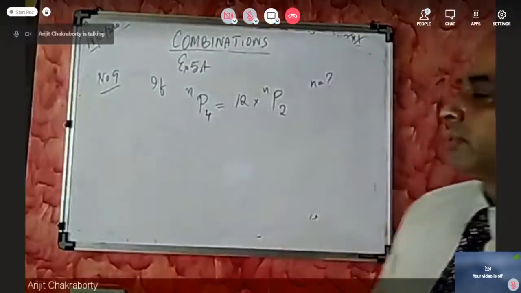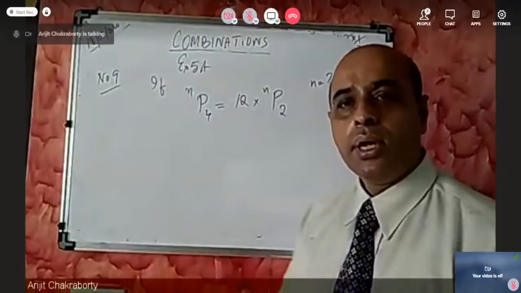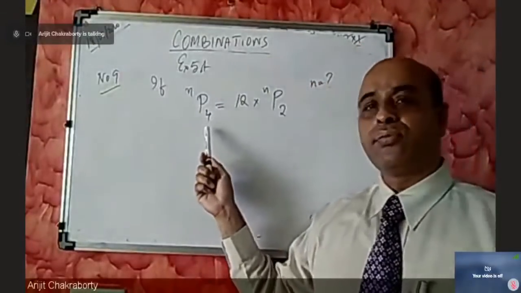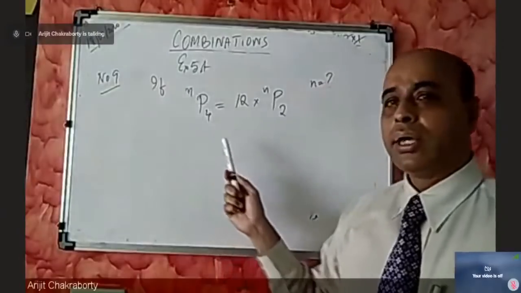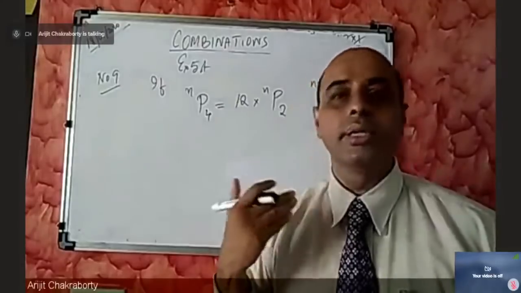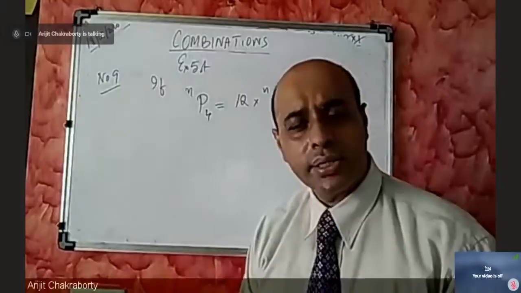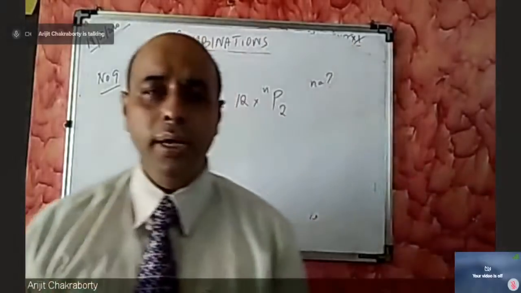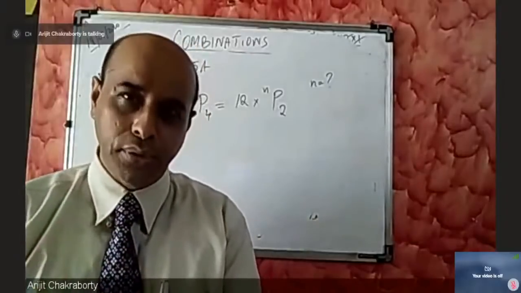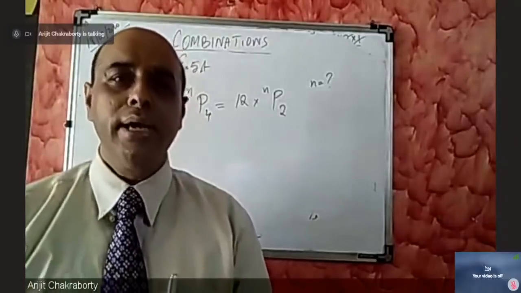Please see the question. If nP4, so the permutation of n objects taken 4 at a time, nP4 is equal to 12 into nP2, then we need to find the value of n. Let us try to simplify this. As usual, like the other days, I request you to keep your pen and paper handy so that you can do the problem along with me, and that is the best way to learn maths.